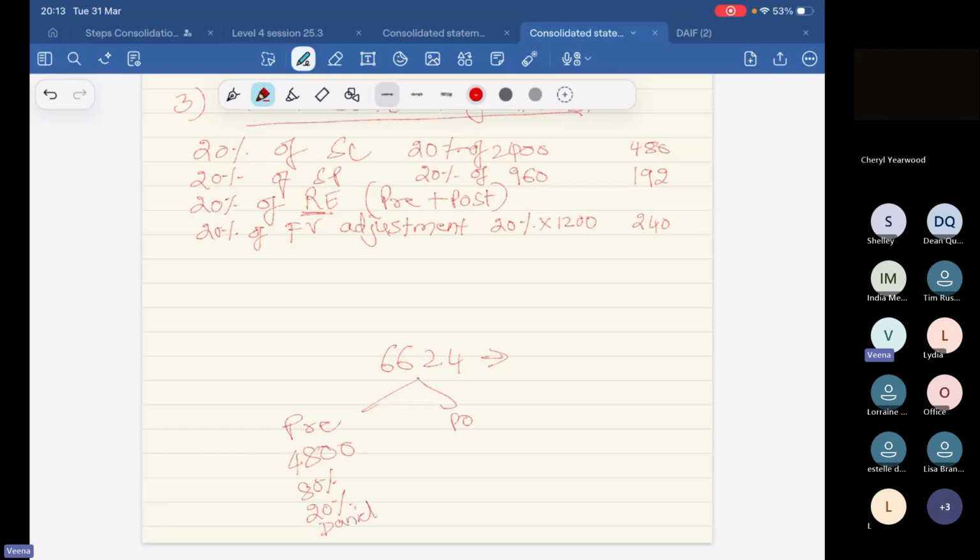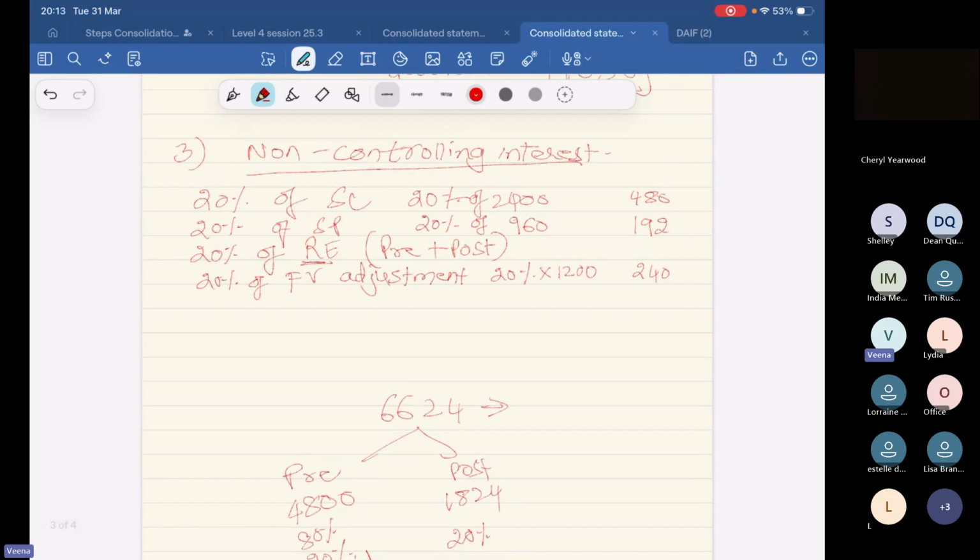Now comes your post-acquisition. Daniel has worked hard after the acquisition, so they have made more profits. The difference between 6,624 and 4,800 is the post-acquisition profit. So 6,624 minus 4,800 is 1,824. This is what they have earned after the takeover. Out of this, they have a right to 20% again. I don't take the 80% right now, only 20%, because I'm doing the non-controlling interest.